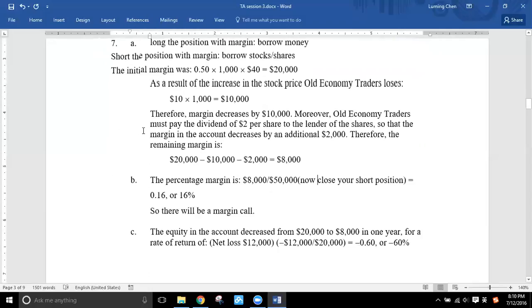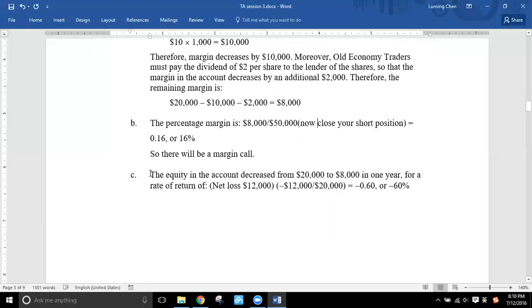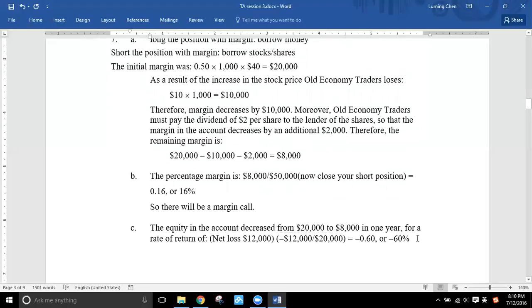C, what is the rate of return on the investment? The equity in the account decreased from $20,000 to $8,000 in 1 year, for a net loss of $12,000 over the initial investment, which is $20,000. So now the rate of return should be minus 60%, which is a huge loss because you use the leverage.